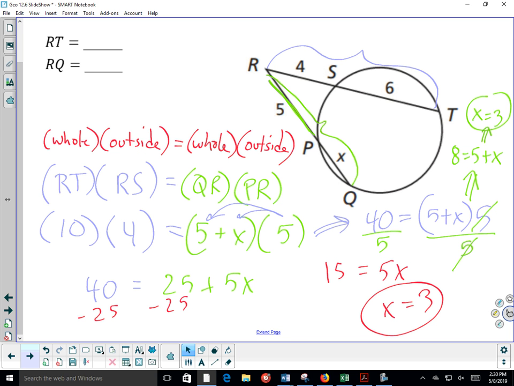Okay, did we answer our questions? X is equal to 3, so are we done? No. So help in finishing this up. What do you think, Maya? RT equals 10, gotcha, and RQ equals 8, because 5 plus 3 is equal to 8.